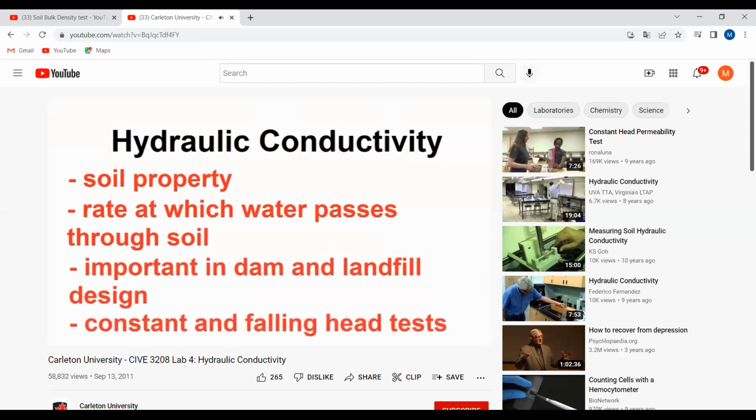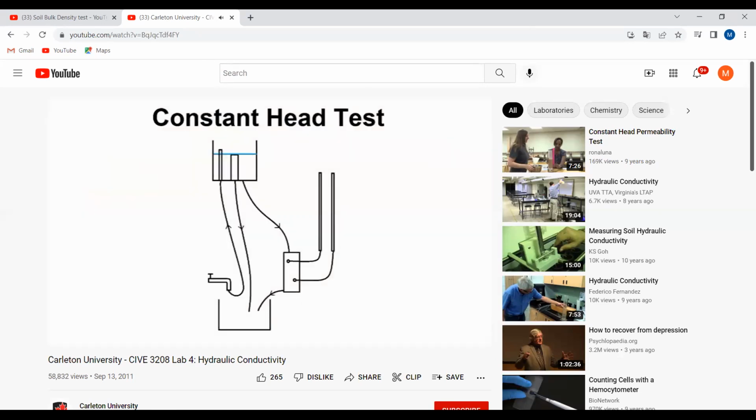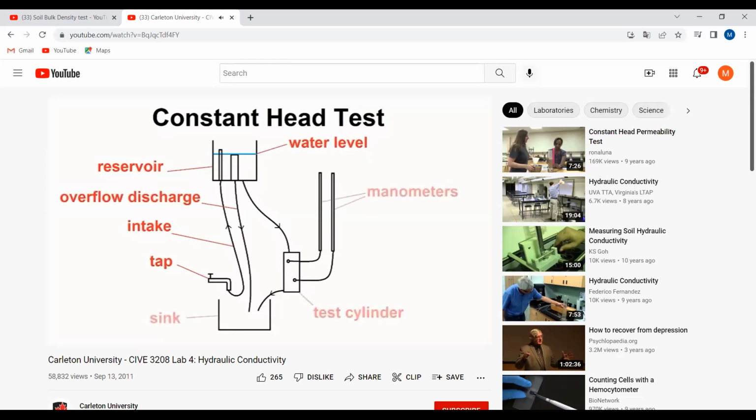There are two types of hydraulic conductivity tests: the constant head test for coarse-grained soil like sand and gravel, and the falling head test for fine-grained soil like silt and clay. This is the apparatus for the constant head test. Connected to this reservoir are three lines: an intake, which is connected to a tap and will keep filling our reservoir; a discharge line, which will take extra water out of the reservoir and keep the water level constant; and a line with a valve which connects to the test cylinder.